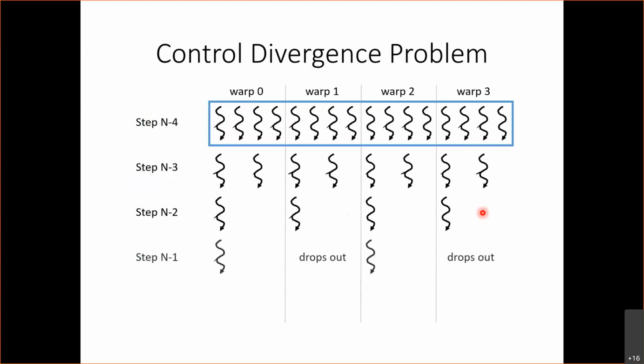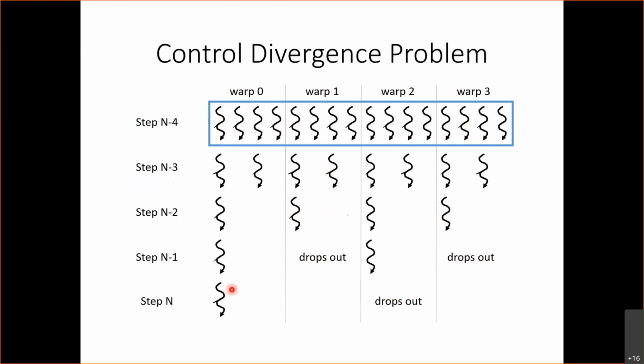So now the utilization of these warps is 25%. And then in the next iteration, these warps drop out. So now warp one and warp three no longer have any threads computing. So warp one and warp three are gone, and I don't have to worry about divergence for them. They just won't be scheduled. But I still have divergence in warps zero and two. And then in the last step, warp two drops out, and I have divergence in warp zero.